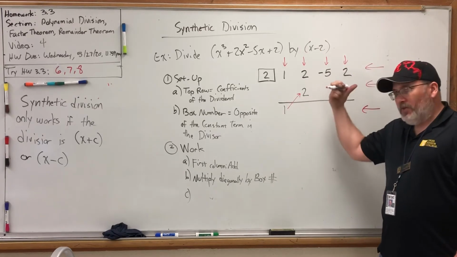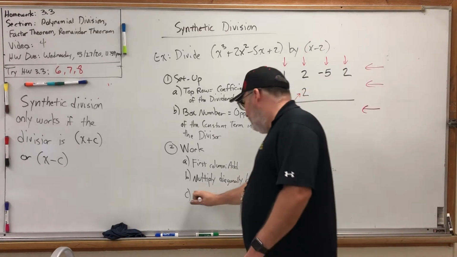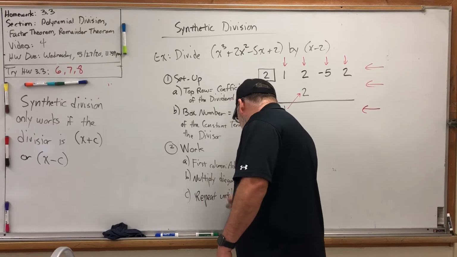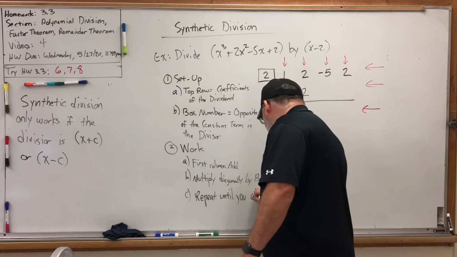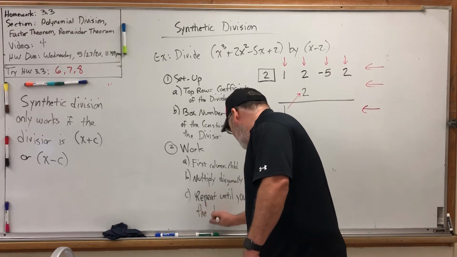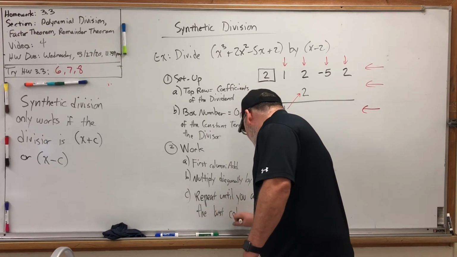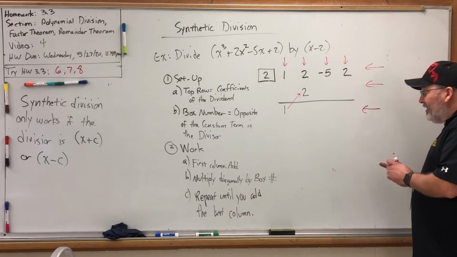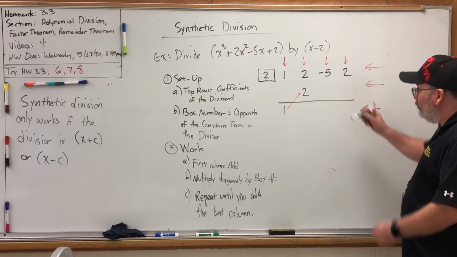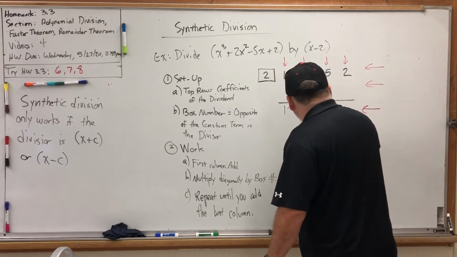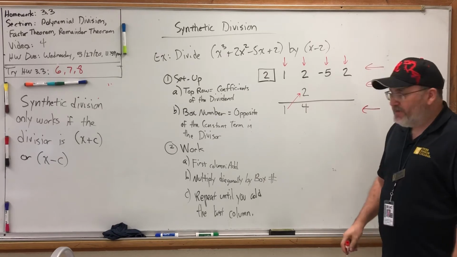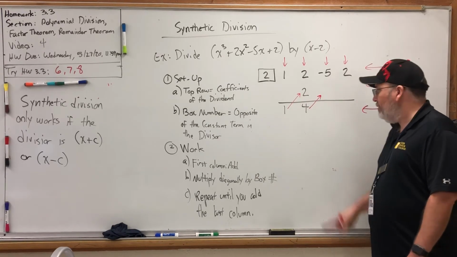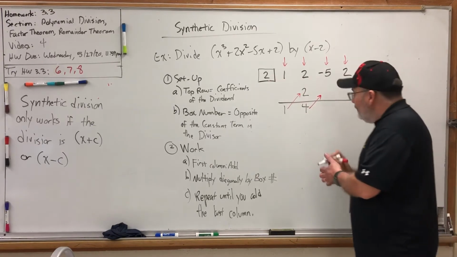Add, multiply. Then you just repeat. You repeat until you add the last column. So, now that we're in the second column, we're going to add. 2 plus 2 is 4. After you add, you multiply diagonally by the box number. 4 times 2 is 8.